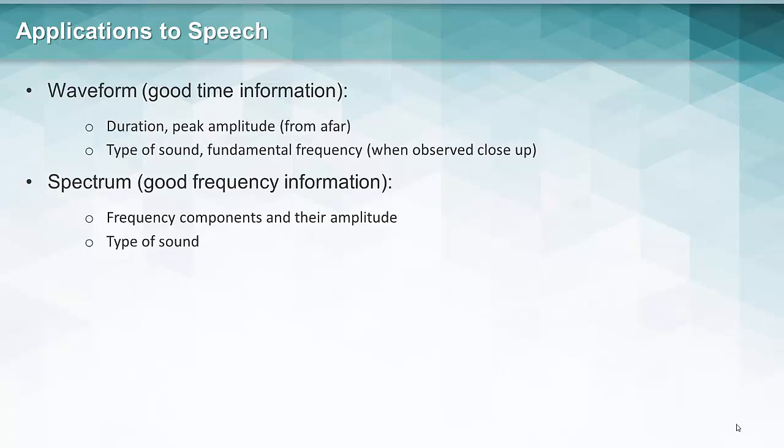The spectrum display gives us good frequency information as it directly displays different frequency components and their amplitude. We can see what type of sound we're dealing with depending on whether the spectrum has sharp peaks at a few frequencies, like in a quasi-periodic sound, or not, which would make it an aperiodic sound.